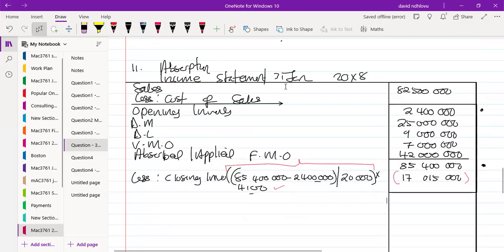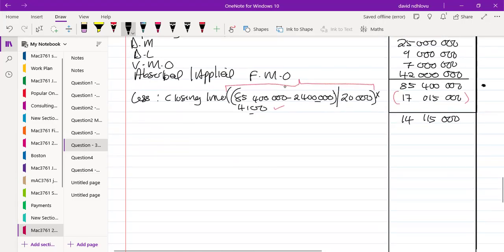Right, so that we then say that from 85,400,000, that is going to give me a figure of 68,385,000. That from 82,500,000, that is going to leave me with 14,115,000. So this that we have is our unadjusted gross profit. Usually you see most UNISA memos don't include a name there. They just leave it blank. So you can leave it blank, but it's unadjusted gross profit.